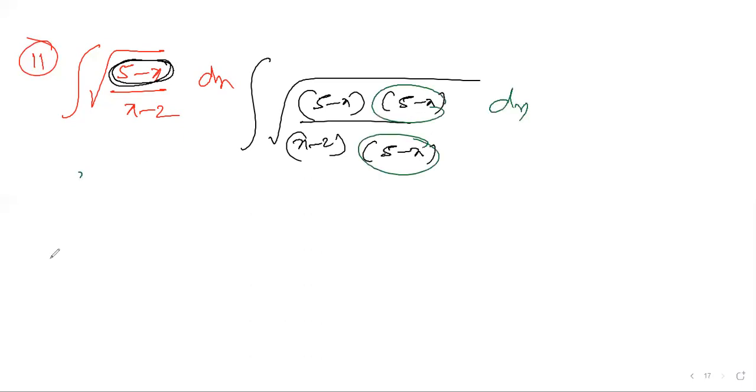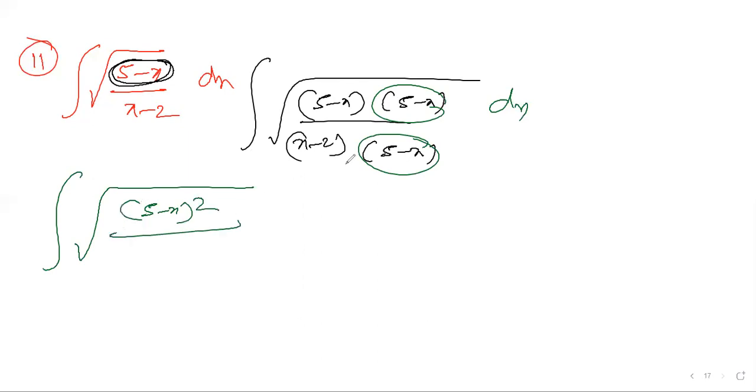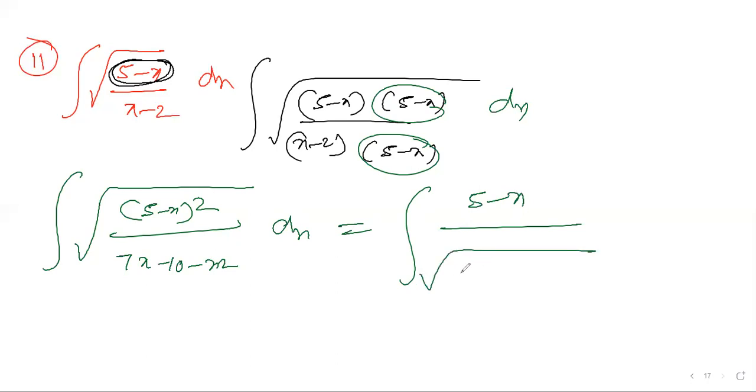Now the question looks like an integration. Root into root means (5 minus x) whole square in the numerator, and the denominator is the root of (x minus 2) into (5 minus x). Please multiply this out. You are going to get 7x minus 10 minus x square. The square root will cancel, so you get (5 minus x) by under root of minus x square plus 7x minus 10, into dx. I'll write it in the simple ax square pattern so you can understand. Now it's clear? Any doubt in this?